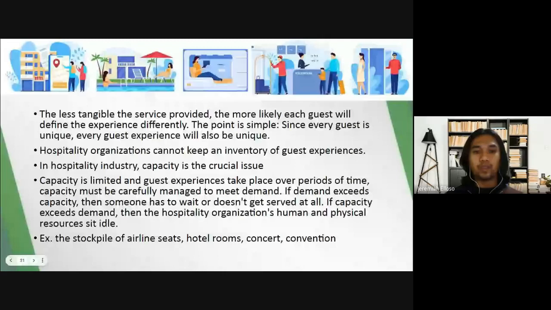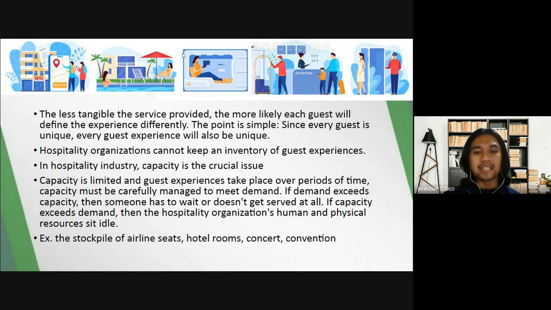Giving them five signs, the experience differs. The point is simple. Since every guest is unique, every guest experience will also be unique. They will always have different ways by which they will evaluate your product because their experience is unique.